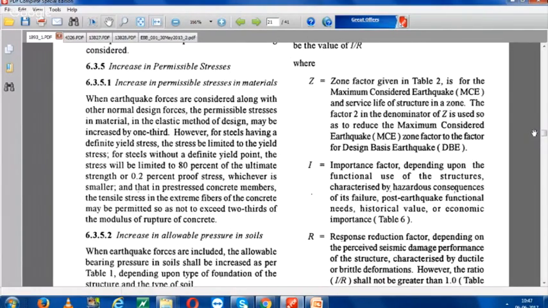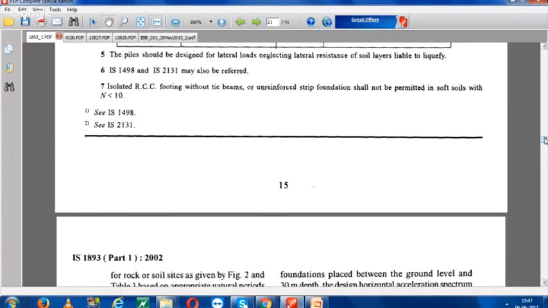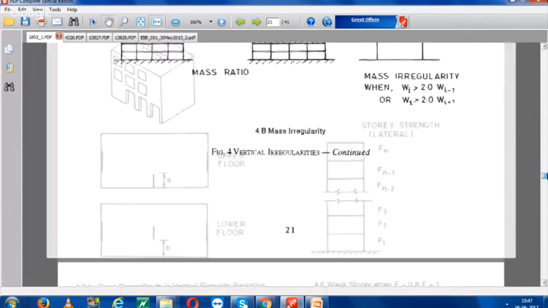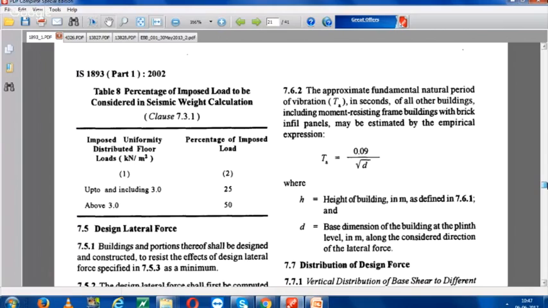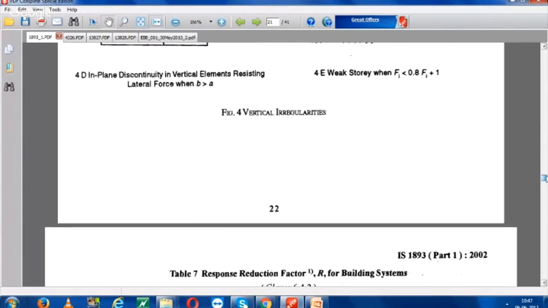I is the importance factor, which depends upon the function or use of the structure. Importance factor means how important your structure is, whether you are designing it as a school building, a residential building, a hospital, or some other kind of building. It is given in table number 6.